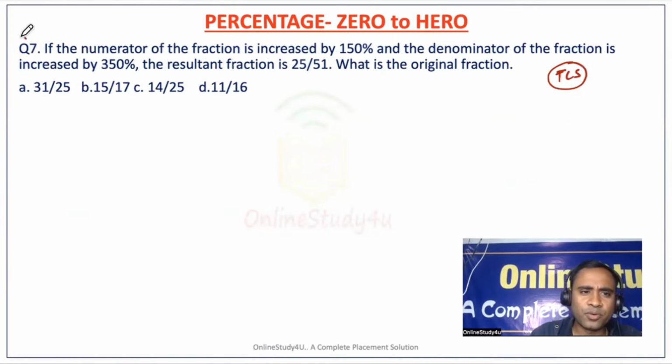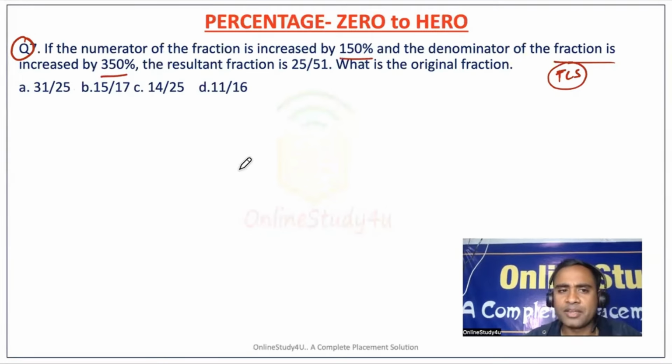Now, if you type on Google, Google will also tell you: if the numerator of a fraction is increased by 150% and the denominator of the fraction is increased by 350%, then the resultant fraction is 25 by 51. What is the original fraction?